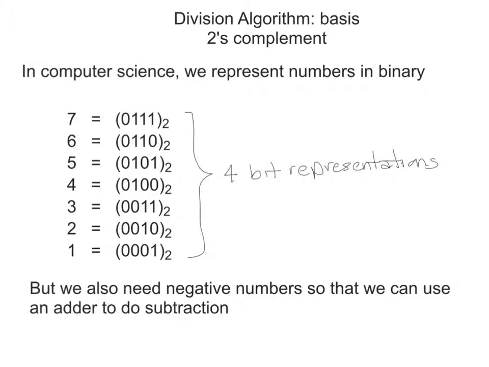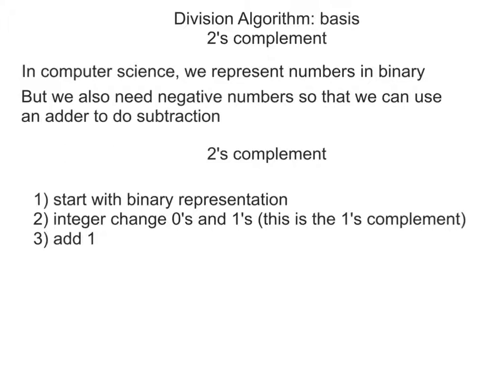In computer science, we represent numbers in binary, which is base 2. So here, using a 4-bit representation, you can represent the numbers 1 through 7. But we also need negative numbers so that we can use an adder to do our subtraction. And that's where 2's complement comes in. 2's complement is what we use to represent negative numbers.